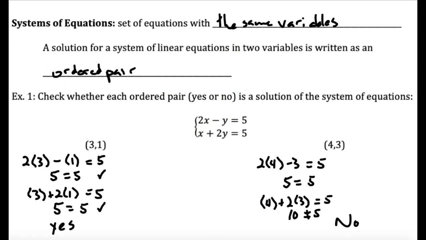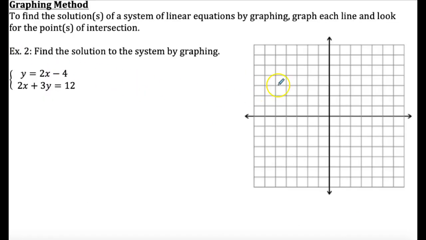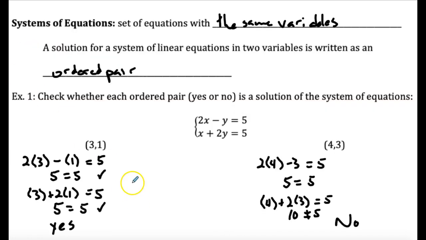Now, when we're talking about a solution, what we're actually saying is where those lines intersect. So our first method to solve a system of equations is going to be by graphing. I just want to graph both of these lines and see where they intersect. If we think back to the first example, what this means is that the point 3, 1 is where these two lines intersect. That is the solution.